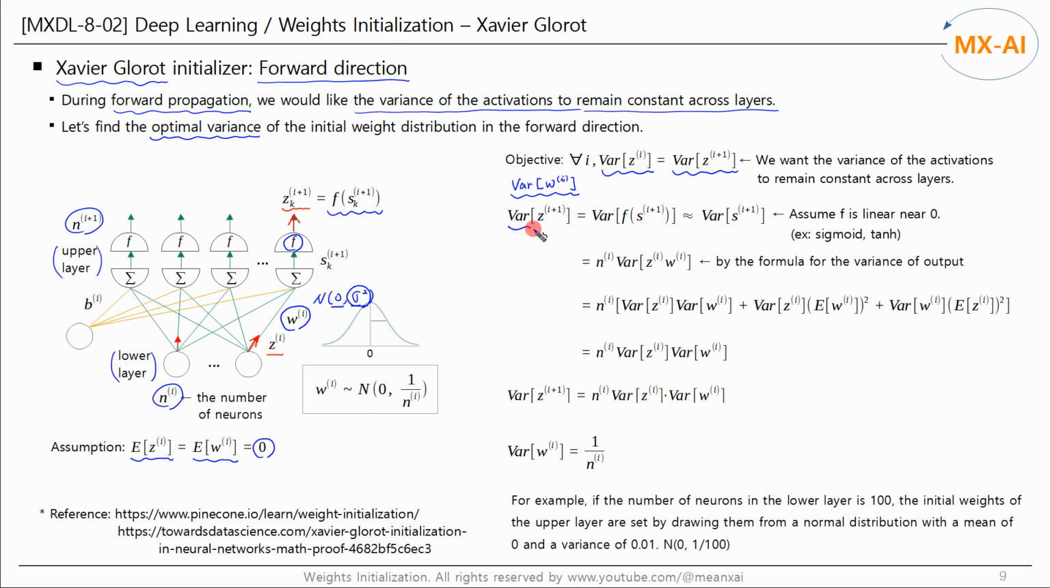Let's first find the variance of Zi+1. Since Zi+1 is f of Si+1, var of Zi+1 can be written as follows. If the activation function f is sigmoid or hyperbolic tangent, we can assume that f is a linear function near the origin. And this can be expressed like this, using the formula we generated in the previous video.